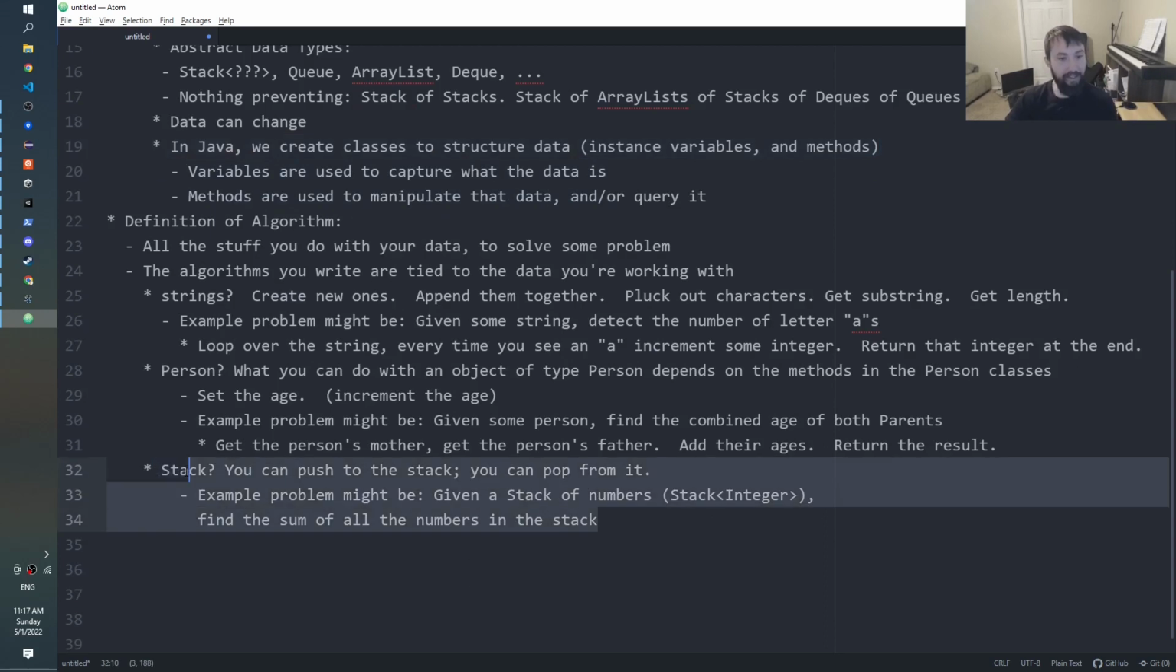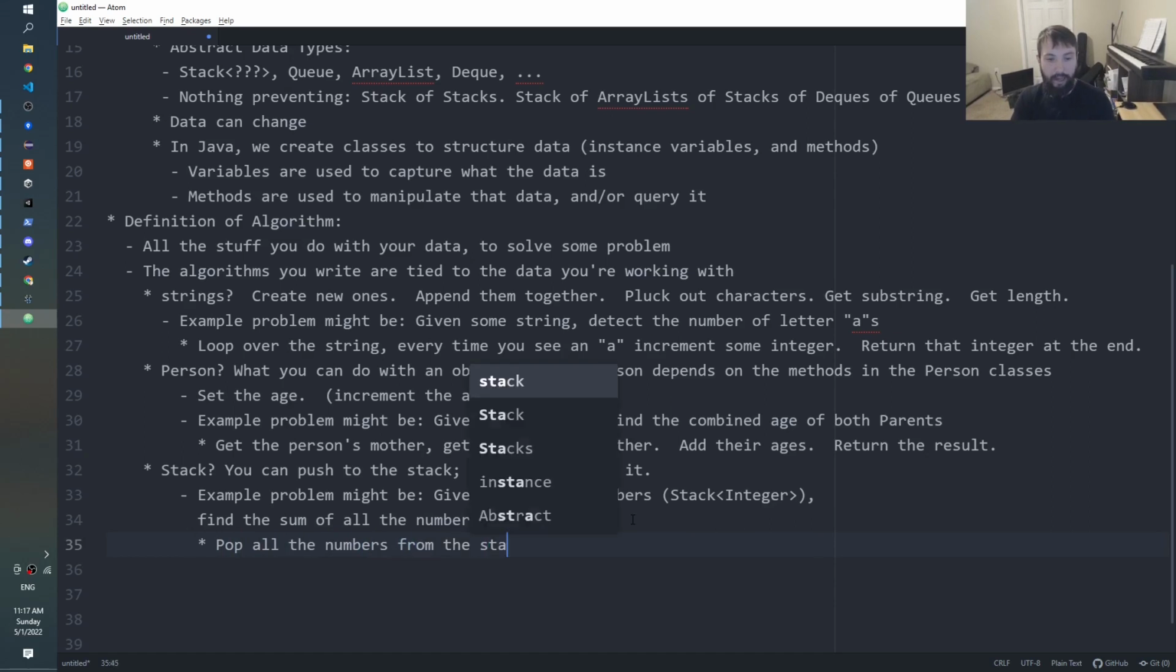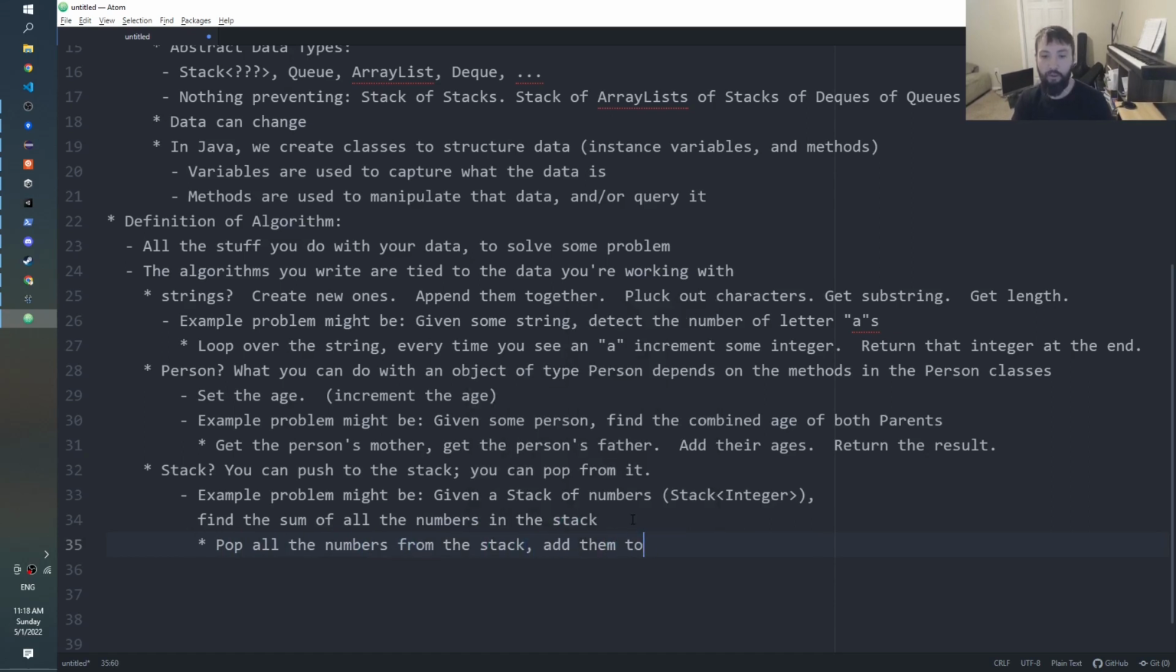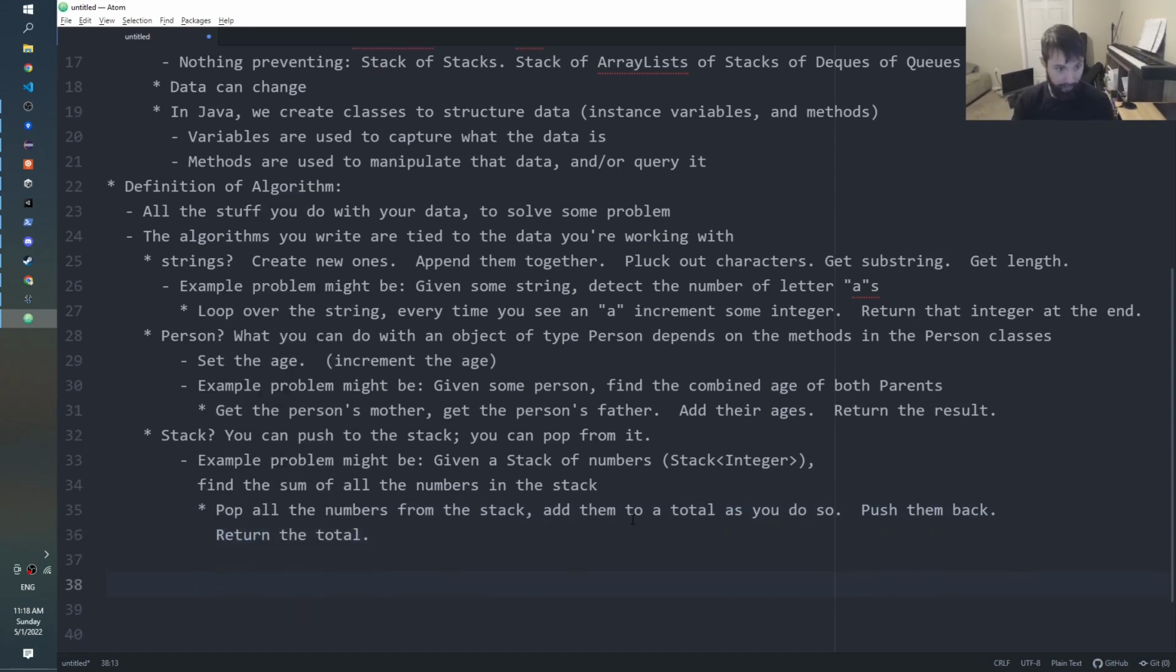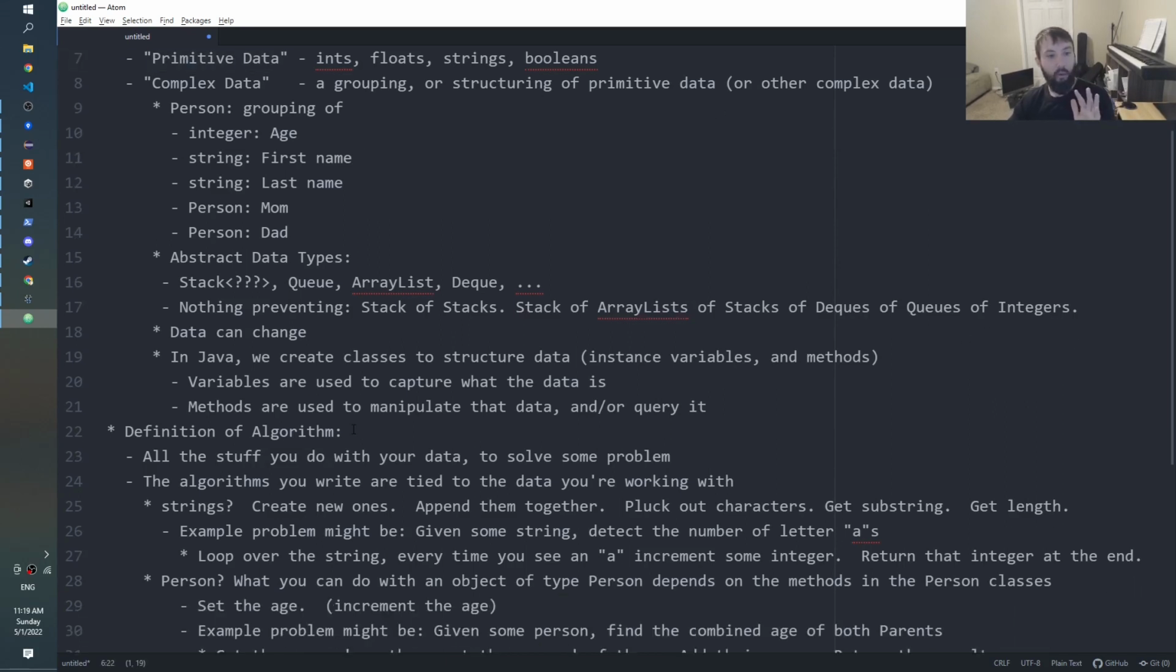That said, in this case, example problem, given a stack of numbers, find the sum of the numbers in the stack. That one's not too complicated, so an example algorithmic solution to that problem might be pop all the numbers from the stack, add them to a total as you do so, maybe push them back, and return the total. That's one example. Okay, so with all that in mind, we're going to go into the homework, and we're going to look at what parts of the code are defining our data, and what parts of the code are defining our algorithm.